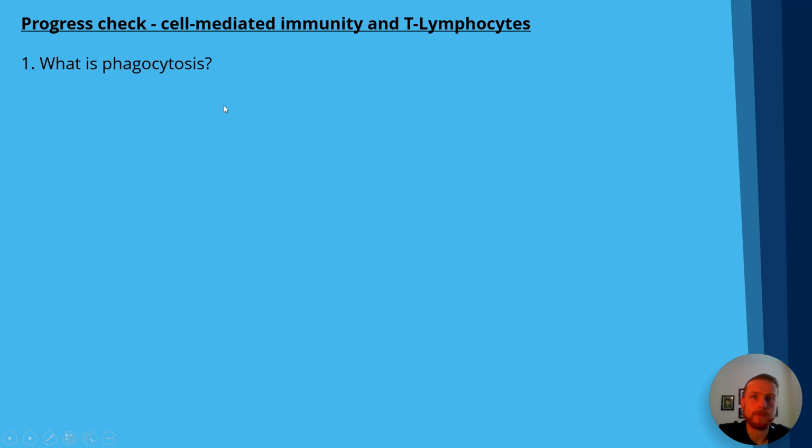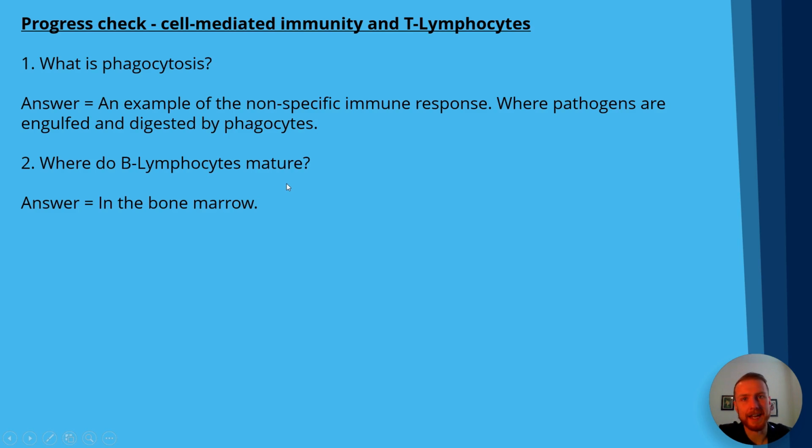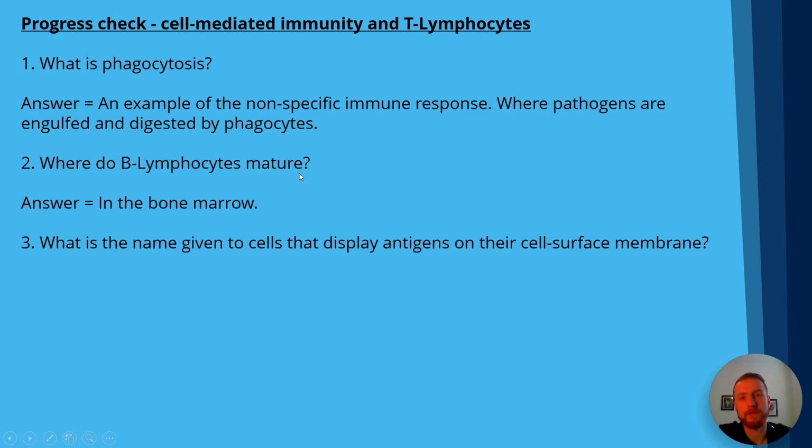So question 1, what is phagocytosis? The answer is an example of the non-specific immune response, where pathogens are engulfed and digested by phagocytes. Question 2, where do B lymphocytes mature? The answer is in the bone marrow. Question 3, what is the name given to cells that display antigens on their cell surface membrane? The answer is an antigen-presenting cell.